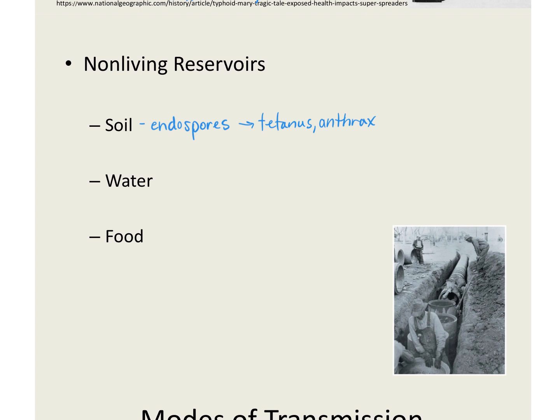A water reservoir: any pathogens that are shed in feces are going to be maintained for at least a certain amount of time in the water. Things like cryptosporidium, that's the one we talked about that survived the sewage treatment plant in Milwaukee, and 400,000 people got diarrhea all about the same time back in the 90s. Cholera is maintained in water.